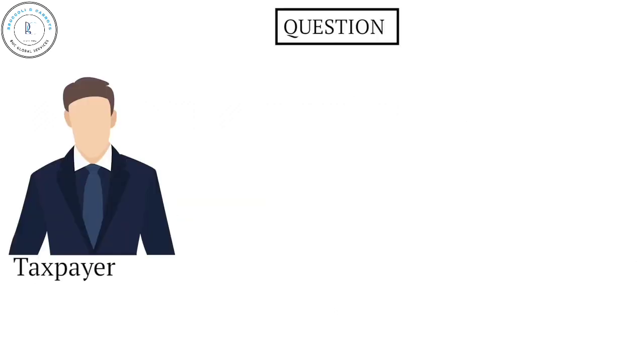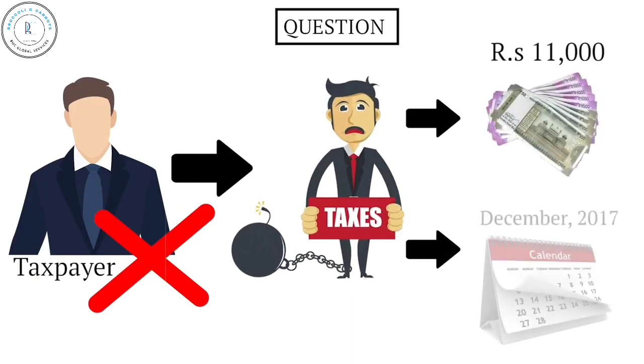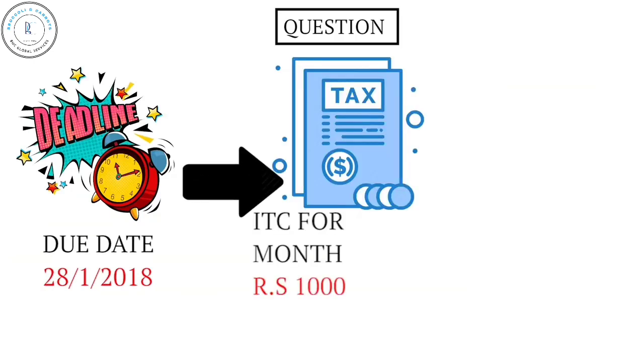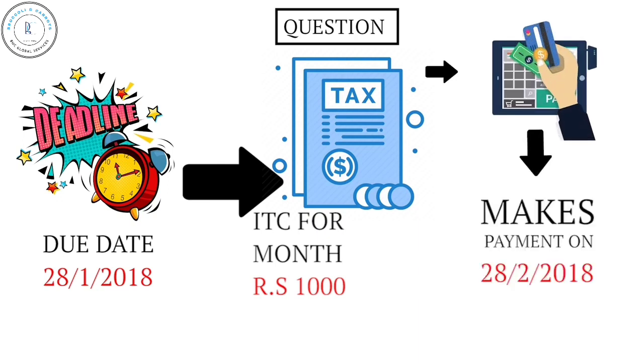Example: a taxpayer fails to make a tax payment of 11,000 rupees for the month of December 2017, where the due date was 20th of January 2018. ITC for the month was 1,000. He makes the payment on 20th of February 2018.